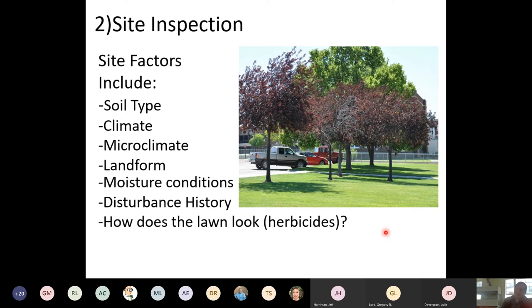If you have a nice little warm corner closer to a house, a tree might be much more successful there than its neighbor of the same variety planted on the same day under the same conditions, 10 feet away, where it's a little bit more exposed to wind. And that sort of plays into landforms too.